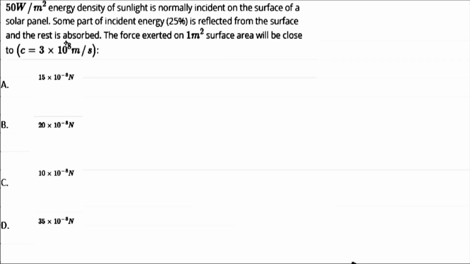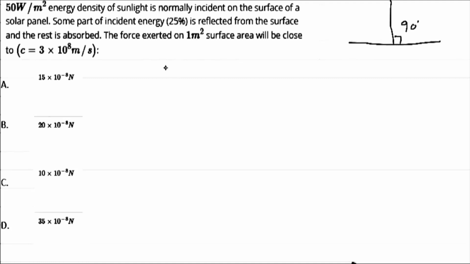So in this question, the energy density of sunlight, 50 watt per meter square, is normally incident on a surface. So this is the surface, and the light is normally incident on it, making an angle of 90 degrees. Now on a solar panel, 25% of the incident light is reflected from the surface and the rest, 75%, is absorbed. The force exerted on 1 meter square surface will be, so we need to find the force exerted by the incident light on a surface of 1 meter square.